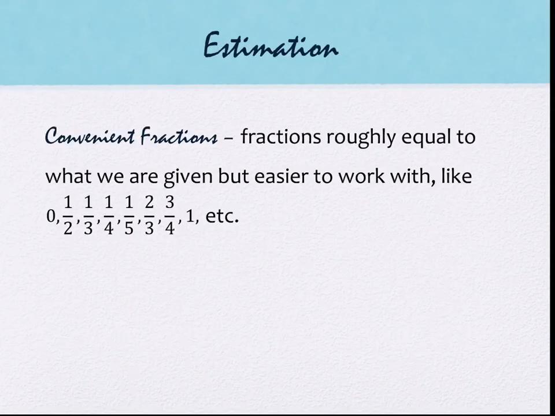The last thing in this section is estimation. Estimation can be done in lots of ways. We're going to talk about convenient fractions. Convenient fractions are fractions that are roughly equal to what we're given, but they're easier to work with. Some examples of convenient fractions are listed here: 1/2, 1/3, 1/4, 1/5, 2/3, 3/4. And 0 and 1, which are not technically fractions, also sometimes are close enough to the values we're working with that we might use them.